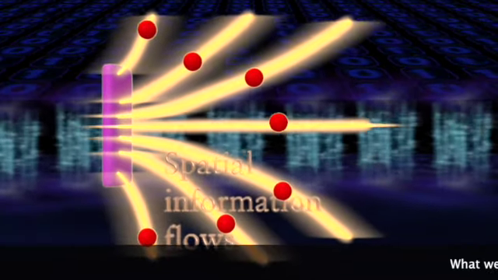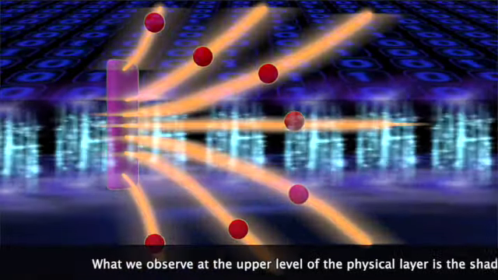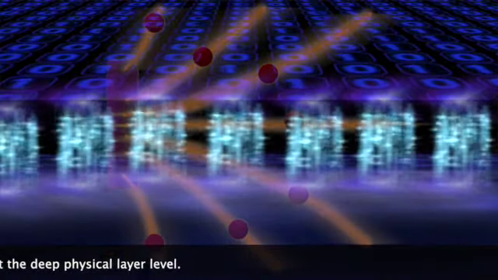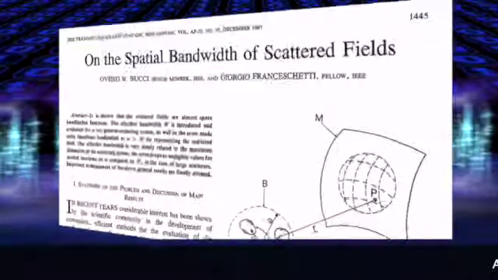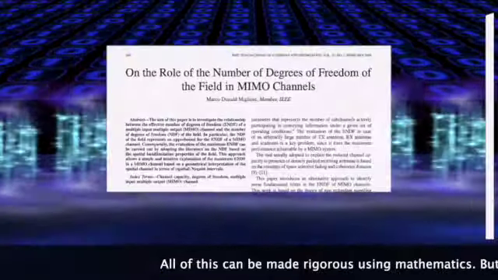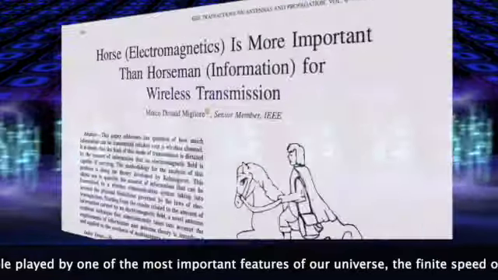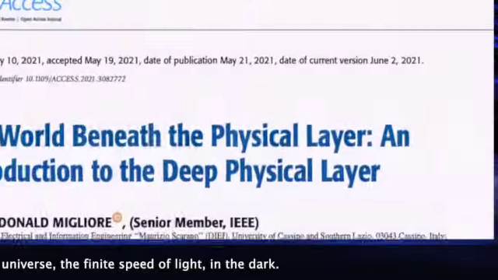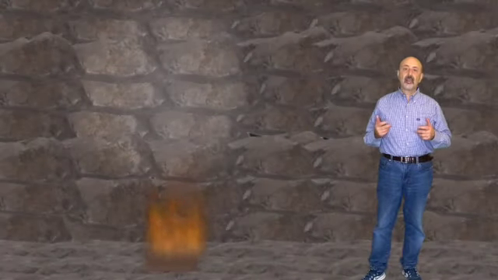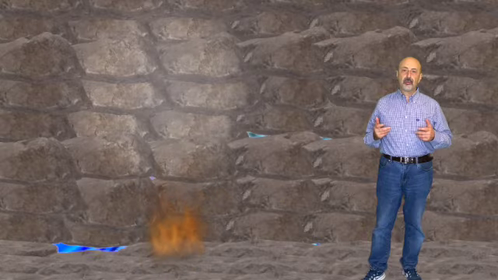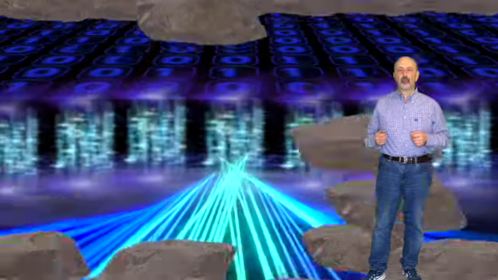What we observe at the upper level of the physical layer is the shadow of how this basic limitation acts at the deep physical layer level. All of this can be made rigorous using mathematics. But mathematics keeps the role played by one of the most important features of our universe, the finite speed of light. And now we can finally get out of the cave and observe the field that runs through the space, drawing information flows.